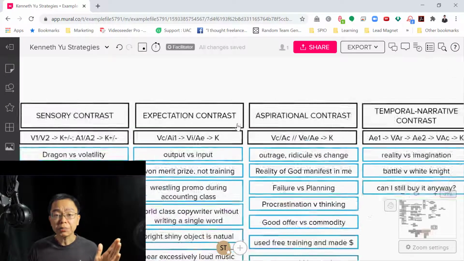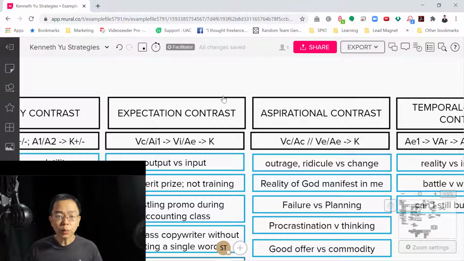All right, I just wanted to add a bit of a correction, because I realized that when I went to expectation versus aspirational contrast, I thought that they were the same. But I think in reality, what I did was I just duplicated this and I forgot to change it. So let's take a look at the strategy for aspirational contrast.